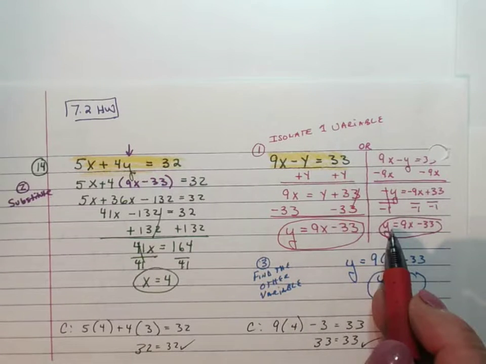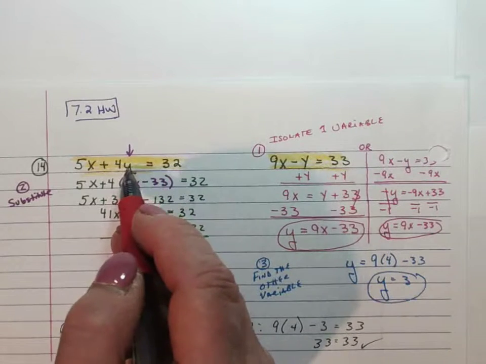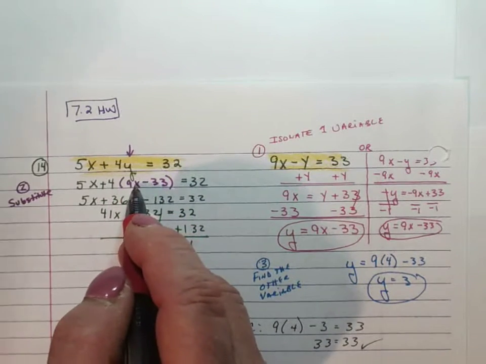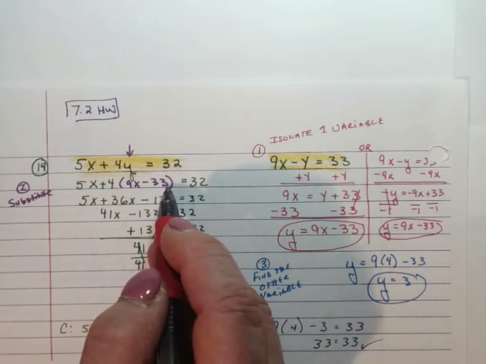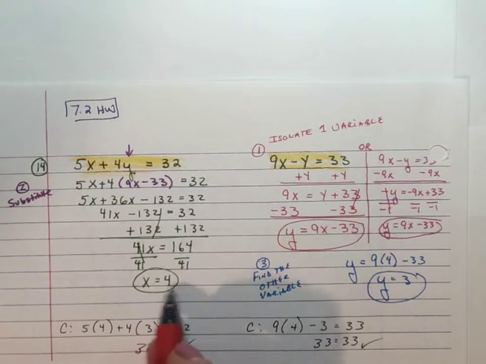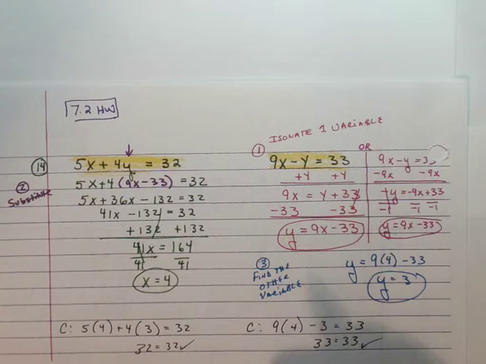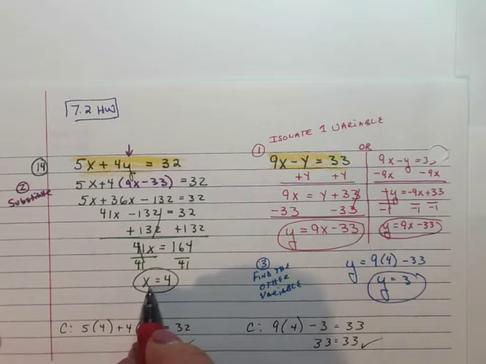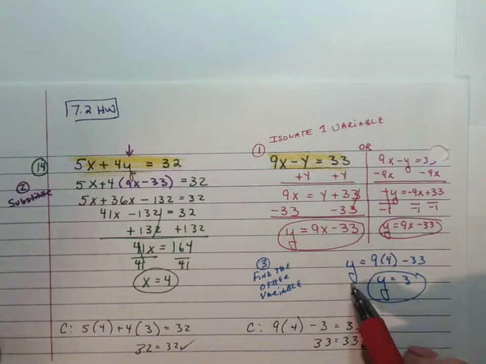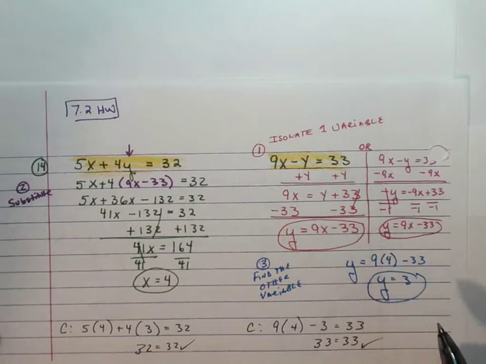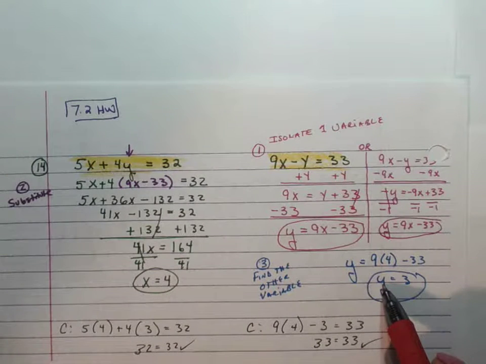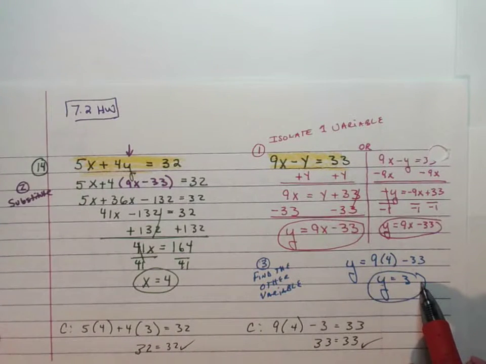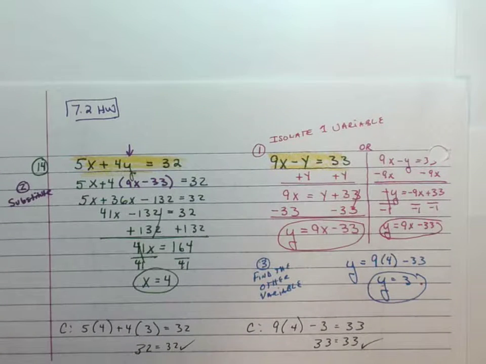You take this result, plug it in for y into the other equation, solve for x, get x is 4. Now that I know x is 4, I'm going to go through and find the value of y. Y is 3. And then you check in both original equations.